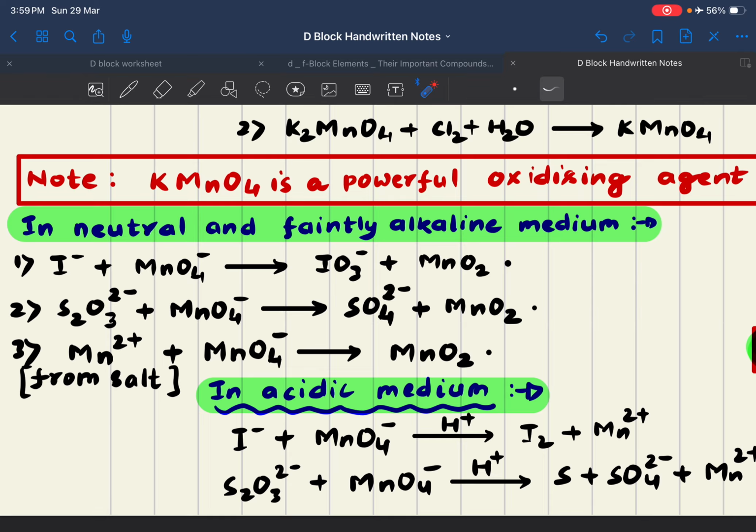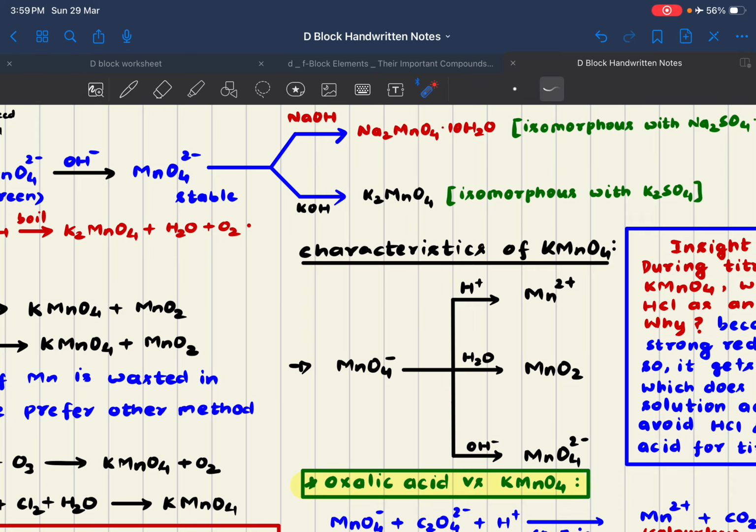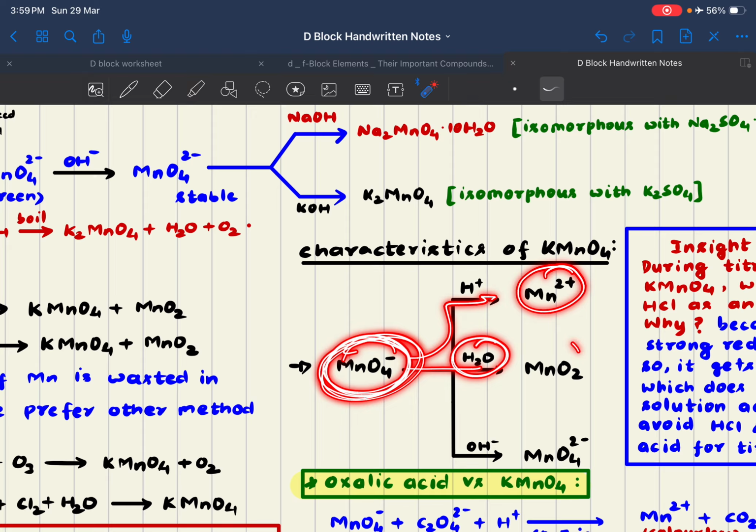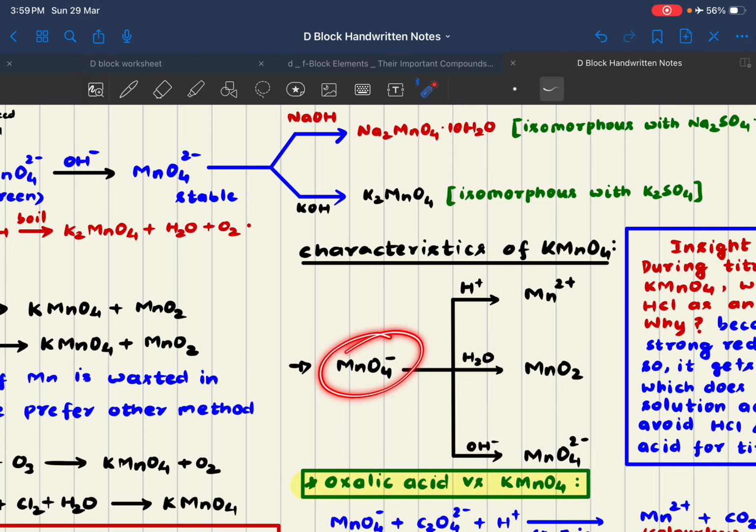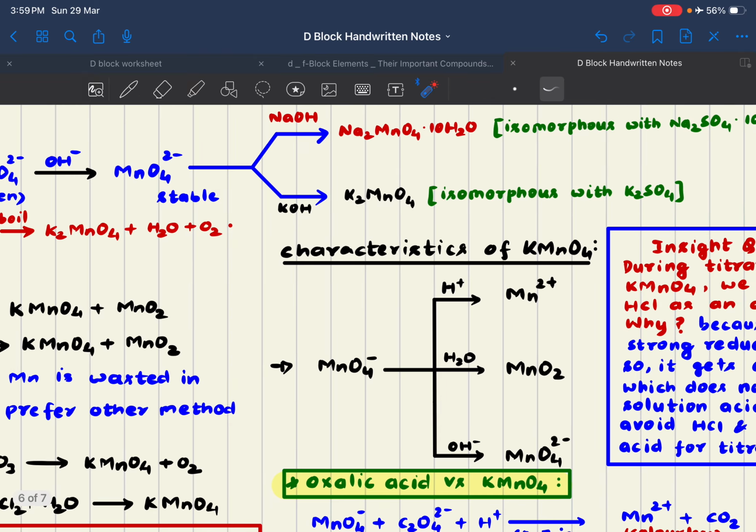Hope this is clear, guys. Moving ahead, I have written this, the thing which I was explaining right now. Permanganate in acidic medium, basic medium, or neutral medium, what happens? So look here: permanganate in acidic medium gives Mn2+, permanganate in neutral medium gives MnO2, and permanganate in strongly alkaline, basic medium changes into the manganate ion. Hope it is clear, guys.